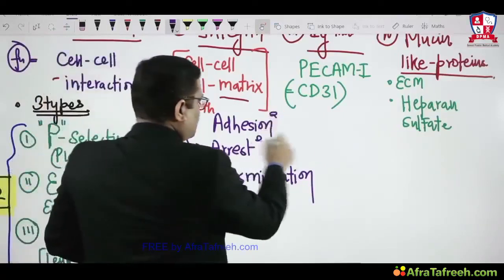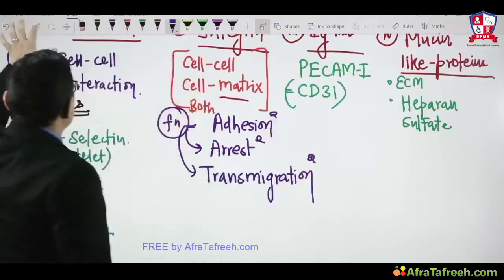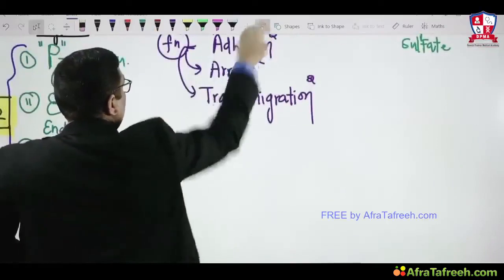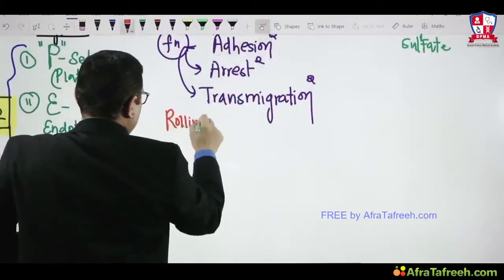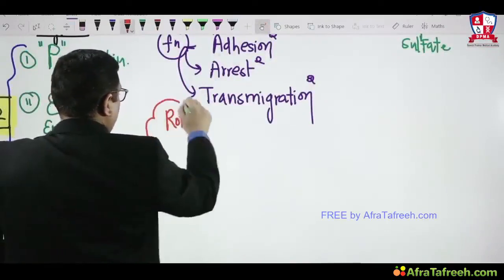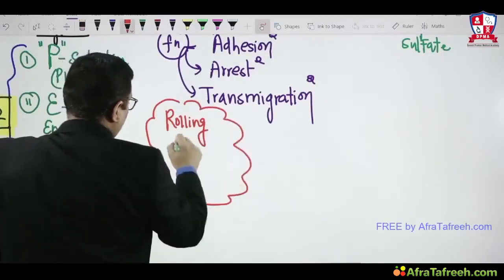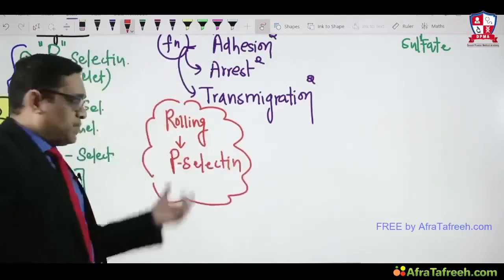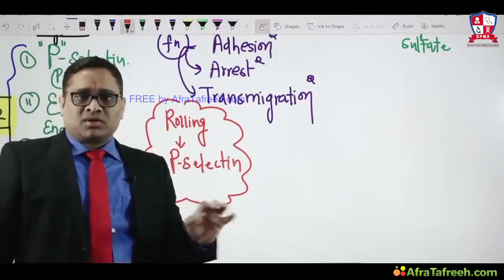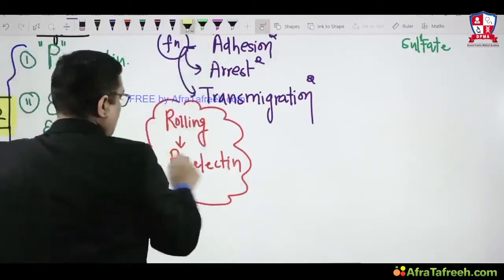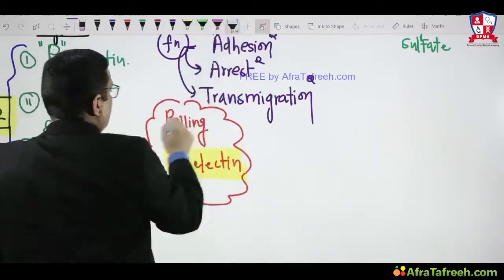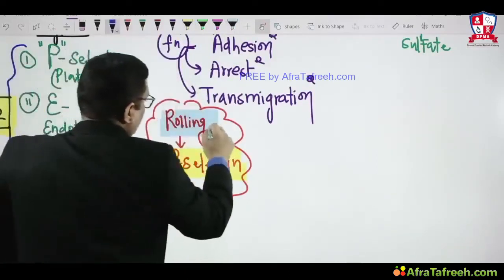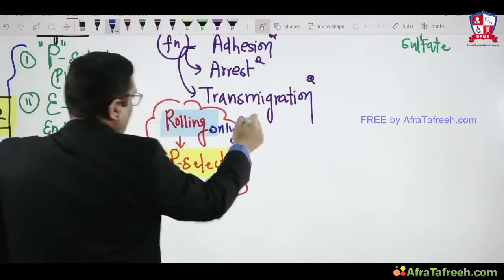So these three were the correct options. So what is not a function of integrin? The answer was rolling. Rolling is not a function of integrin, and rolling is performed by which adhesion molecule? Rolling is done by P-selectin. If you remember, I have told you already that P-selectin has only one function, that is called rolling. That was the question in the All India exam. P-selectin is required for rolling only.